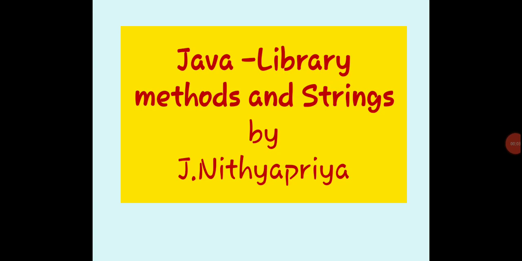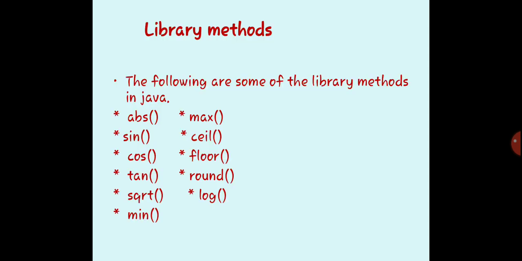Here we are going to see the library methods of Java and also the string methods, right? So library methods are any methods that are inbuilt, that are actually available in Java. When we install Java, it will automatically come. We need not define the methods, right? So the already defined or predefined methods are called library methods.